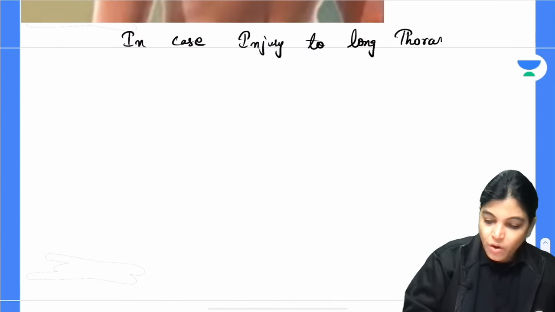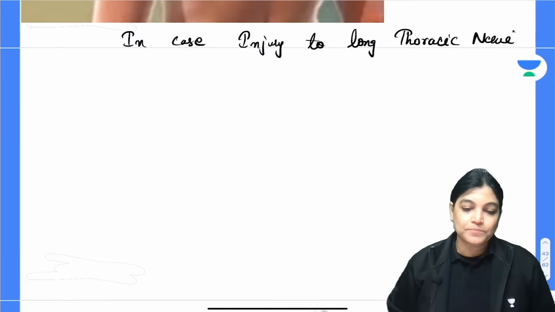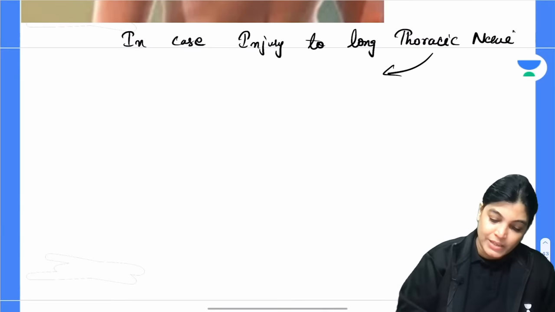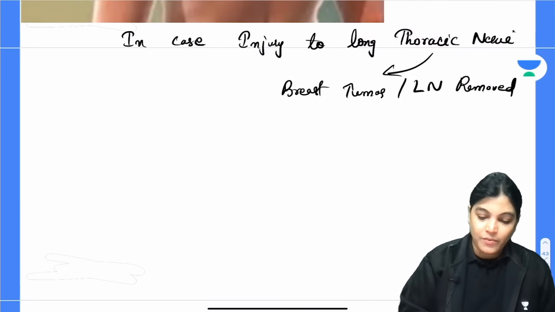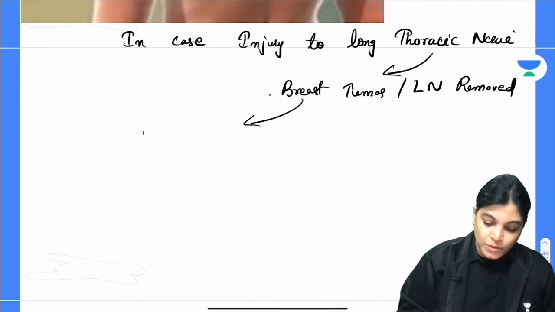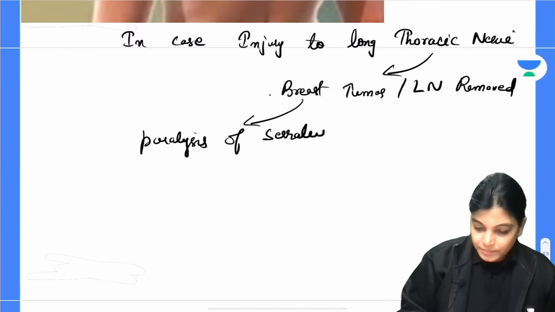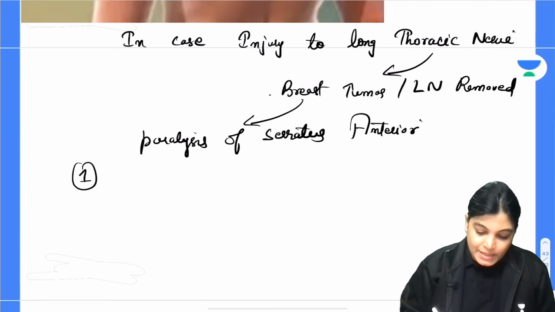My dear aspirants, long thoracic nerve is basically injured when operations like mastectomy are performed, that is, removal of breast tumors. Generally when breast tumors or lymph nodes are removed, there can be a chance of injury to long thoracic nerve, and when it is injured it will lead to paralysis of serratus anterior muscle. Serratus anterior muscle is paralyzed. What will be the resultant?